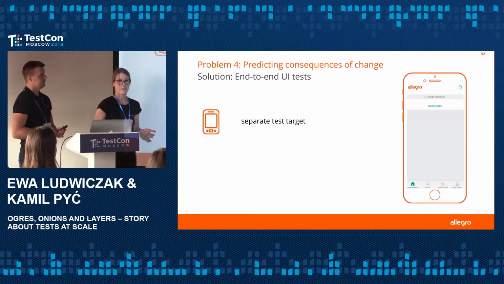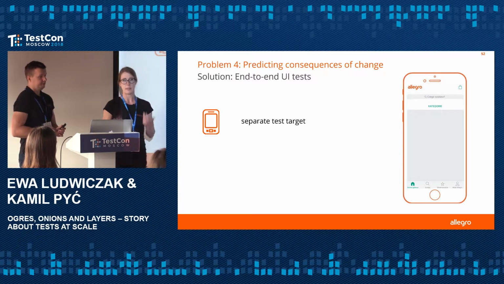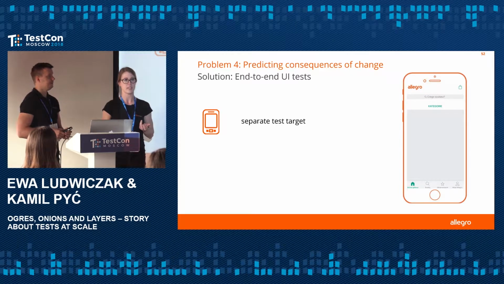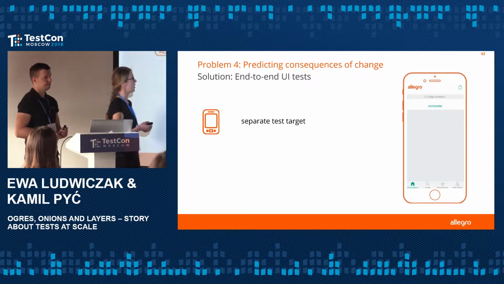We knew that these kinds of tests are dependent on many factors like internet connection or API stability. So we knew that they may perform a little bit slower. That's why we put them in a separate test suite, a test target.